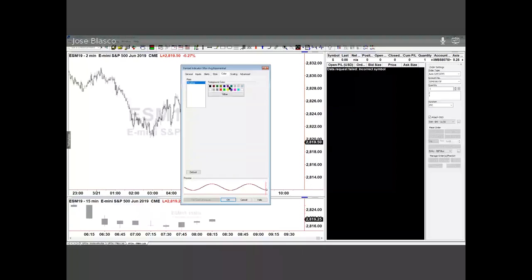What I did do, though, is change the color, because by default it comes with red. So on my workspace, I had it as purple, and when it comes to the style, I just made it a little thicker. Again, this is personal preference, but this is how I did it.